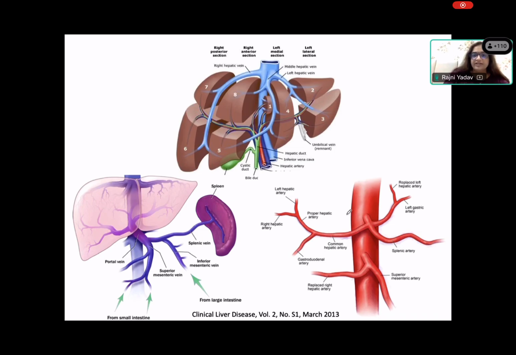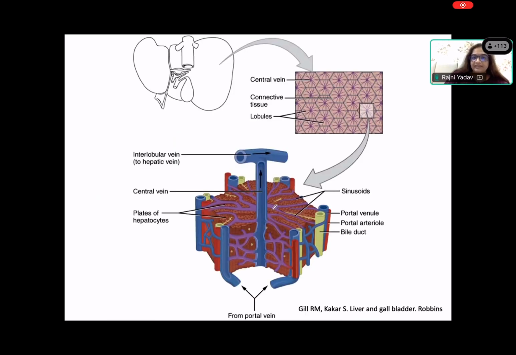The common hepatic artery is a branch of the celiac axis, and then it divides into the right and left hepatic artery, and those subsequently divide into the smaller branches inside the liver. So this is the dual inflow, and this is the outflow of the liver. The liver is an organ which is actually richly vascularized, and this is very important even at the time of transplants. That was the macroanatomy.